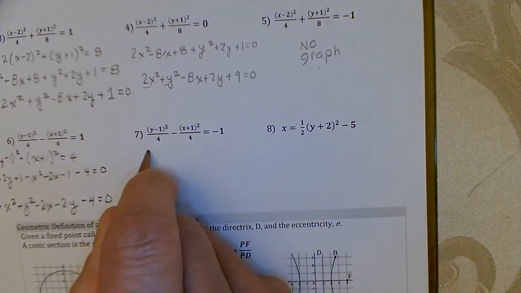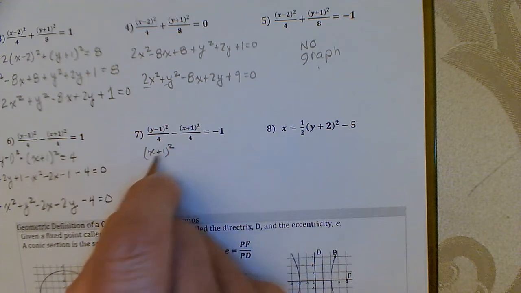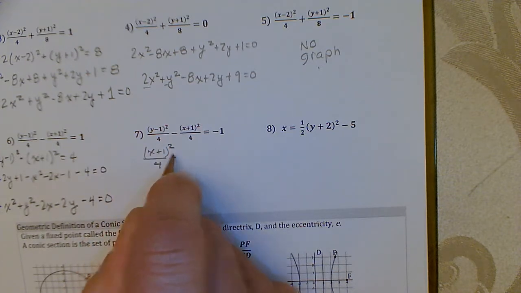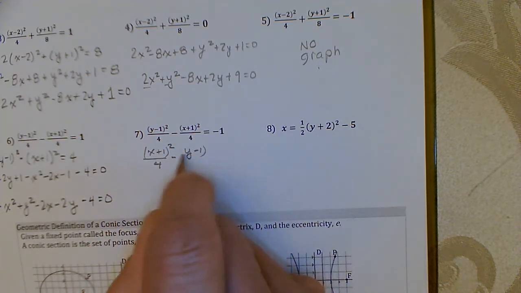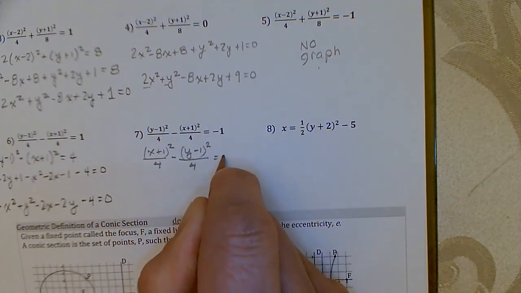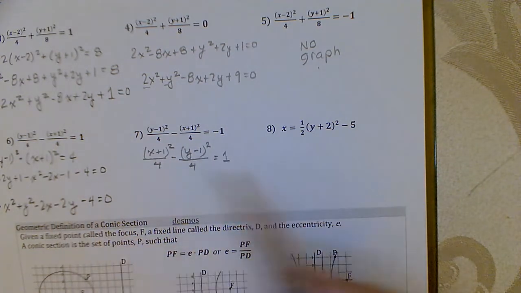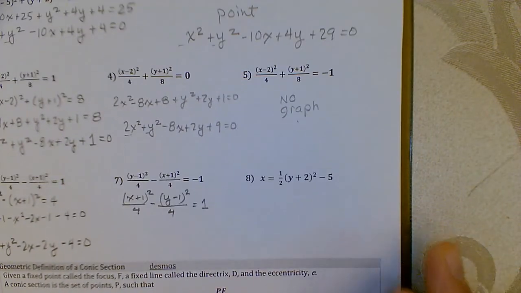So that would end up looking like x plus 1 quantity squared over 4 minus y minus 1 quantity squared over 4 equals positive 1. And you can expand that one out. It'll be similar to this one over here. Let's move on to number 8.